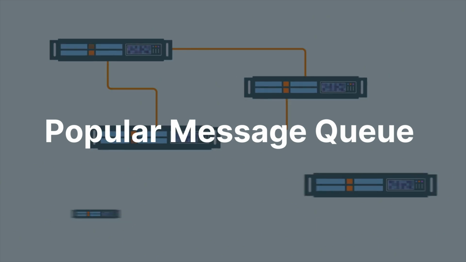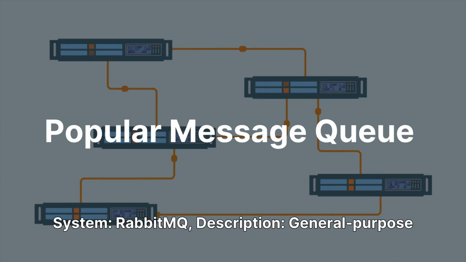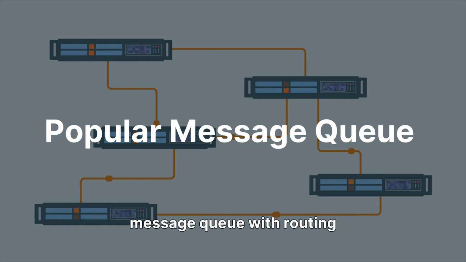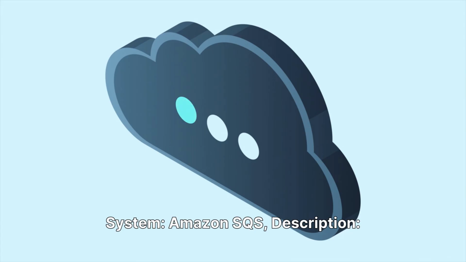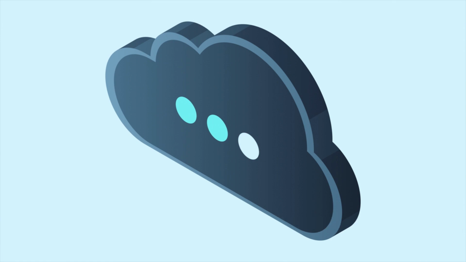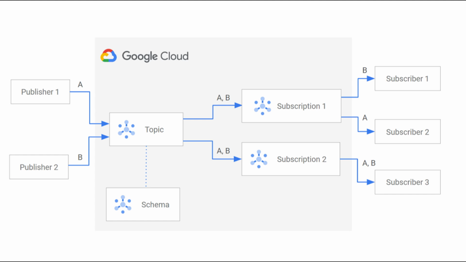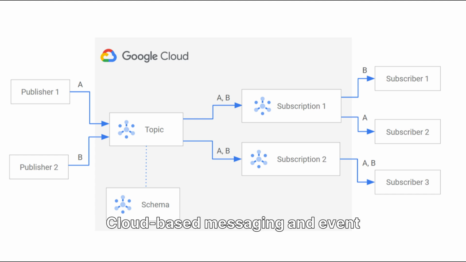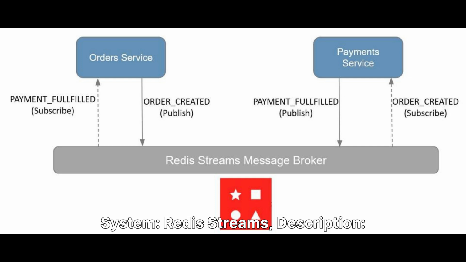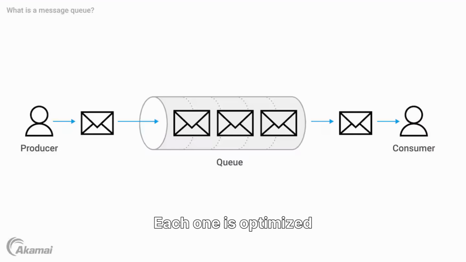Popular message queue systems. RabbitMQ: a general-purpose message queue with routing flexibility. Apache Kafka: focused on high-volume event streaming and real-time data pipelines. Amazon SQS: a fully managed cloud message queue service. Google Pub/Sub: a cloud-based messaging and event distribution system. Redis Streams: lightweight queuing built into Redis. Each one is optimized for different workloads and performance needs.